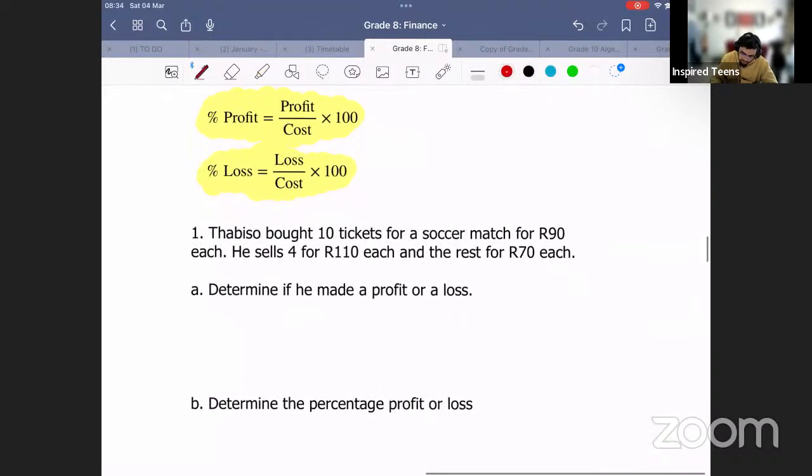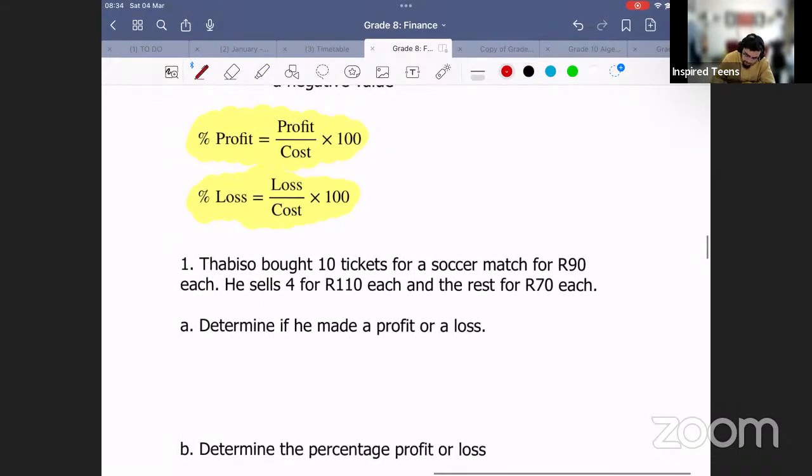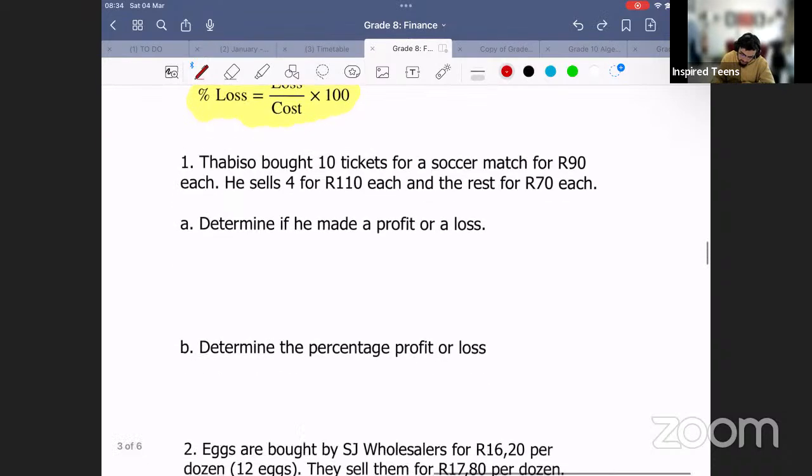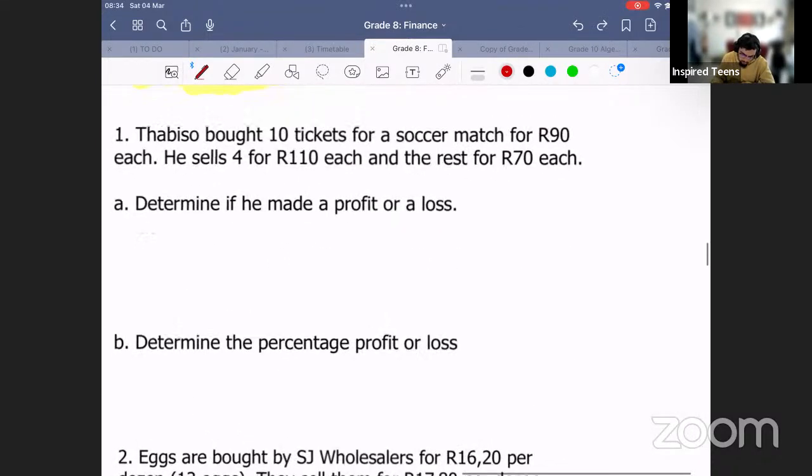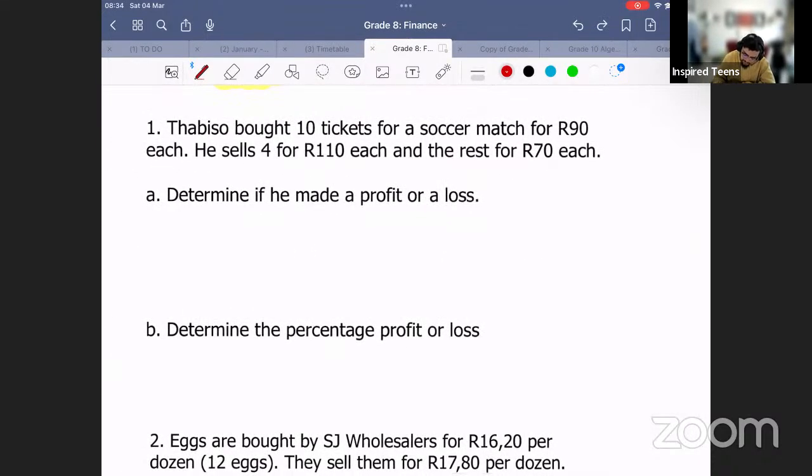Okay, so you memorize these formulas, but they also make sense because if you want to know how much of your percentage is profit, you're going to take the profit amount divided by the total cost and multiply it by 100 to give it to you in percentage. So let's have a look at this, right? Dabiso bought 10 tickets for a soccer match for 90 rand each. He sells 4 for 110 rand each and the rest for 70 rand each.